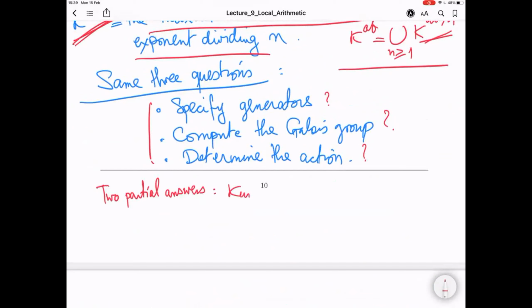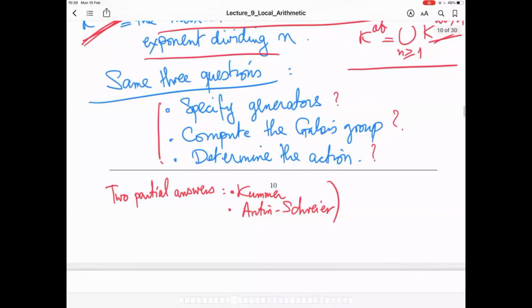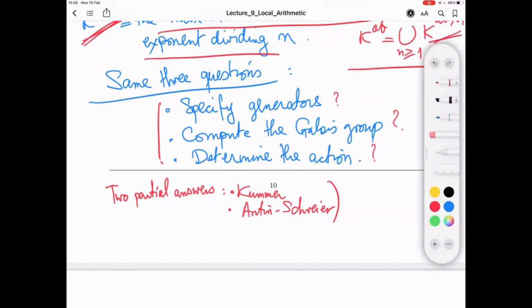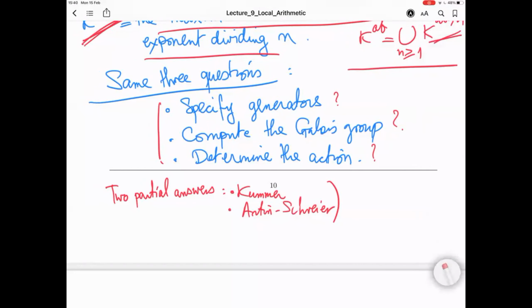The catchword is Kummer and the other one is Artin-Schreier. So I'm going to explain these things now. What is Kummer and what is the Kummer case? And what is the Artin-Schreier thing? Okay, so are there any questions?